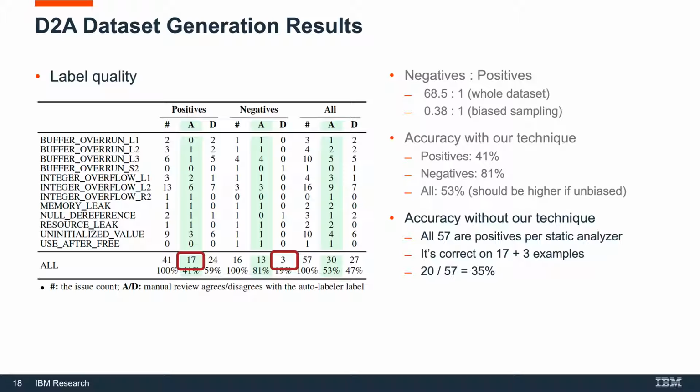Now let's look at the accuracy without our technique. Since all the issues are positive per Infer, and Infer was correct on 20 issues, the accuracy without our technique is 35%. Therefore, the differential analysis is helpful.